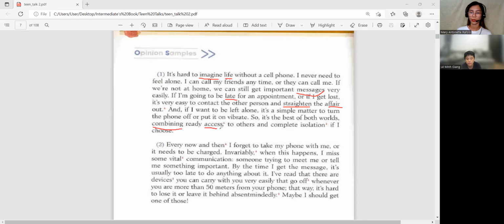Okay, so let's start first with number 1 and let's try to correct these underlined words. First one, can you please read it again? Imagine. Okay, we read this one as imagine. Okay, this one. Life. Yes, life. Next one. Don't forget the S at the last. Messengers. Okay, almost there. Messages. Yes. Next one, this one. Late. Okay, we read this one as late. Okay, and this one.